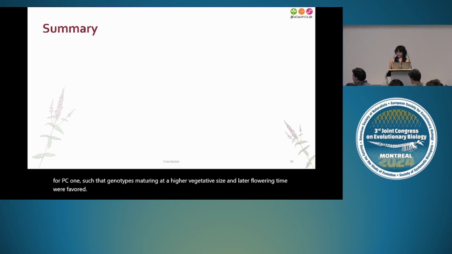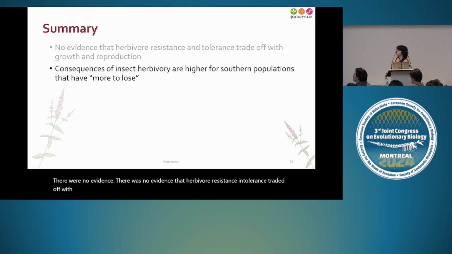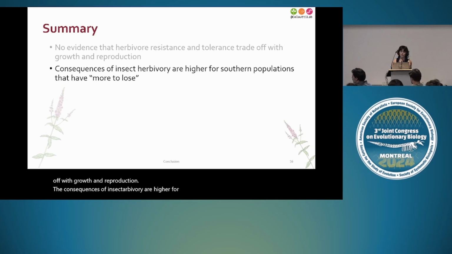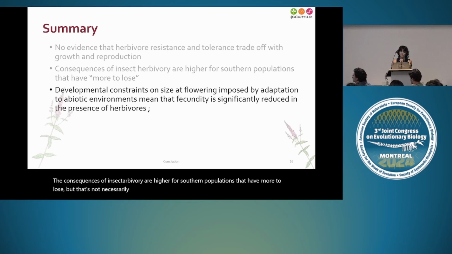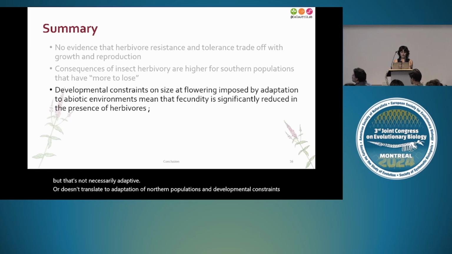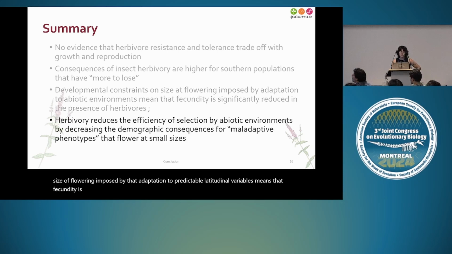In summary, there was no evidence that herbivore resistance and tolerance traded off with growth and reproduction. The consequences of insect herbivory are higher for southern populations that have more to lose, but that's not necessarily adaptive, or doesn't translate to adaptation of northern populations. And developmental constraints on size at flowering imposed by that adaptation to predictable latitudinal variables means that fecundity is significantly reduced in the presence of herbivores.